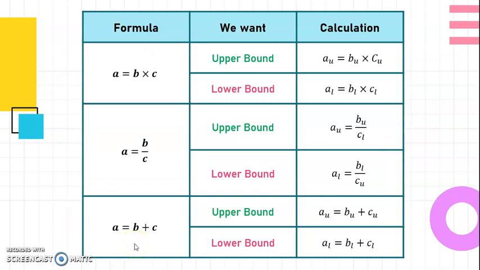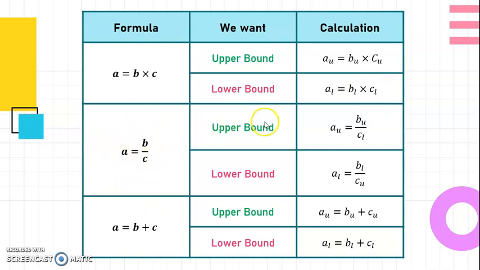If the question requires you to use this kind of formula or equation, and wants you to find the upper bound or lower bound, you have to use this calculation, okay? So if you want to find the upper bound of the value, then the value or measurement that you need to use will be the upper bound for both of the values. It's the same with lower bound. If you want a lower bound value, then the value of B and also the value of C will be lower bound. However, it's a bit different with division.